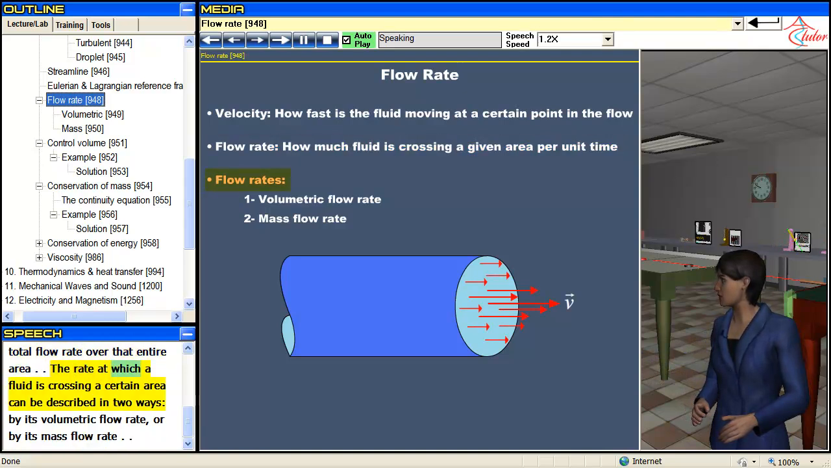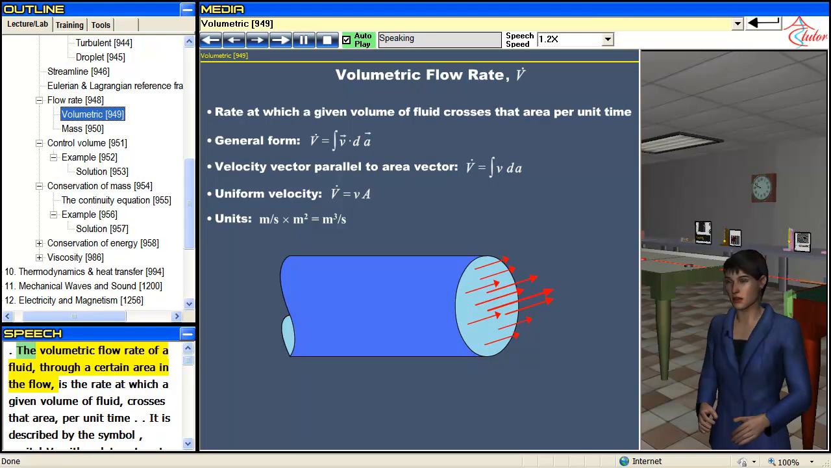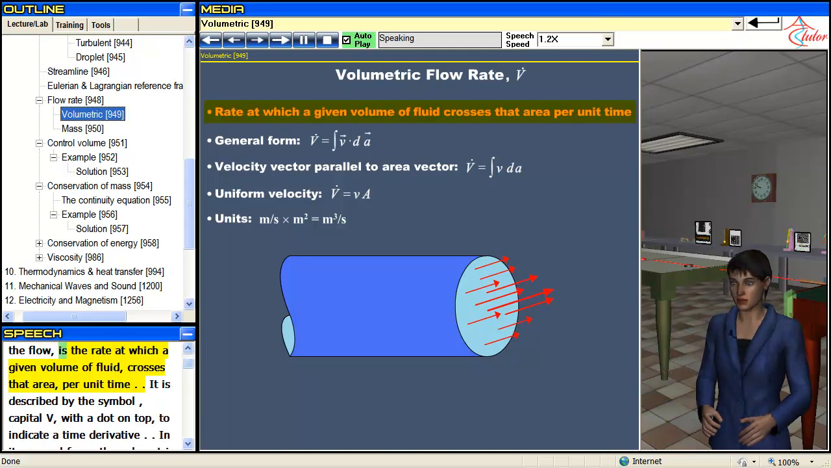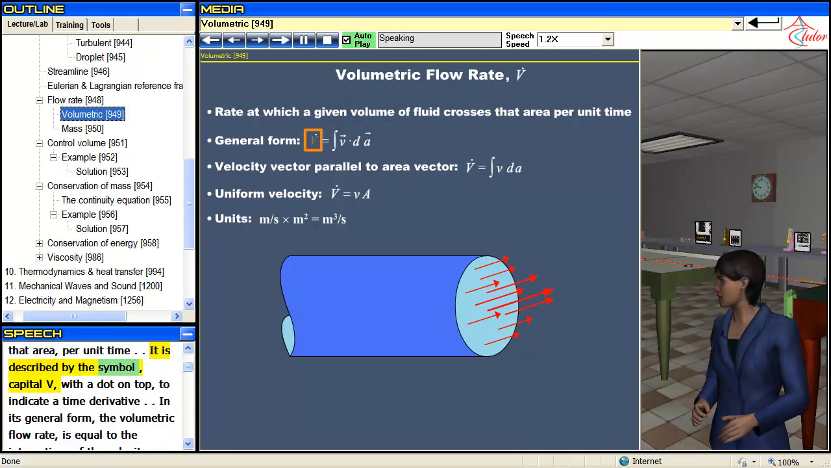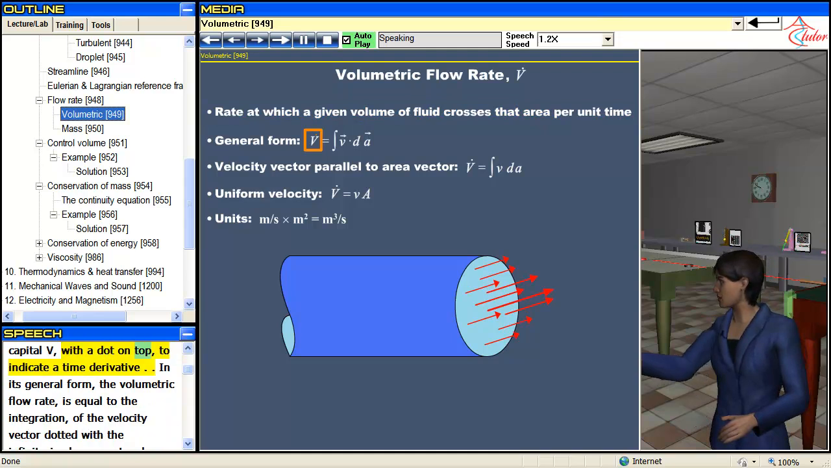The rate at which a fluid is crossing a certain area can be described in two ways, by its volumetric flow rate, or by its mass flow rate. The volumetric flow rate of a fluid, through a certain area in the flow, is the rate at which a given volume of fluid crosses the area per unit time. It is described by the symbol capital V with a dot on top, to indicate the time derivative.